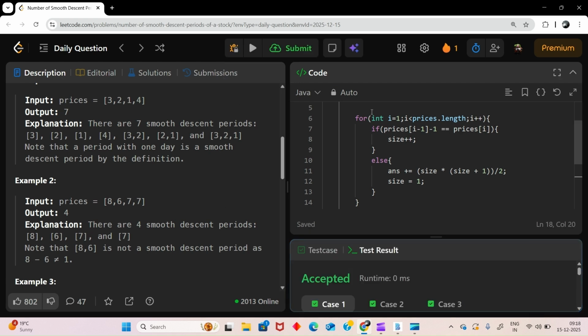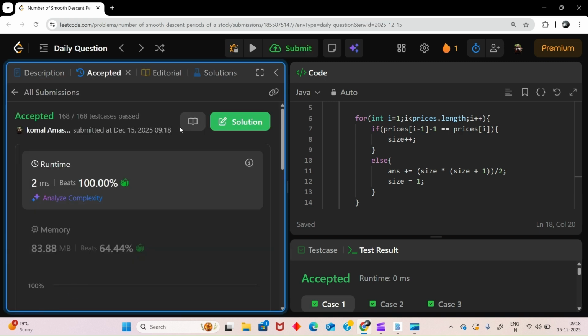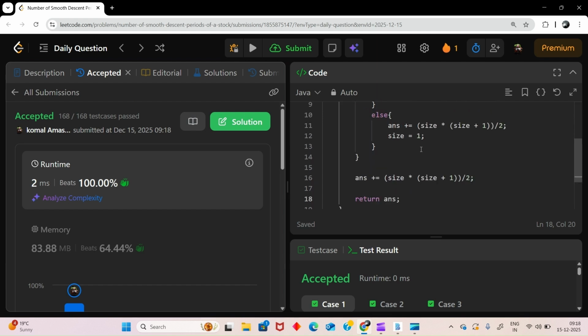Yes, you can see accepted. Let's submit this solution. Yes, you can see accepted. So in this way we can solve this question. This is a simple way to solve.